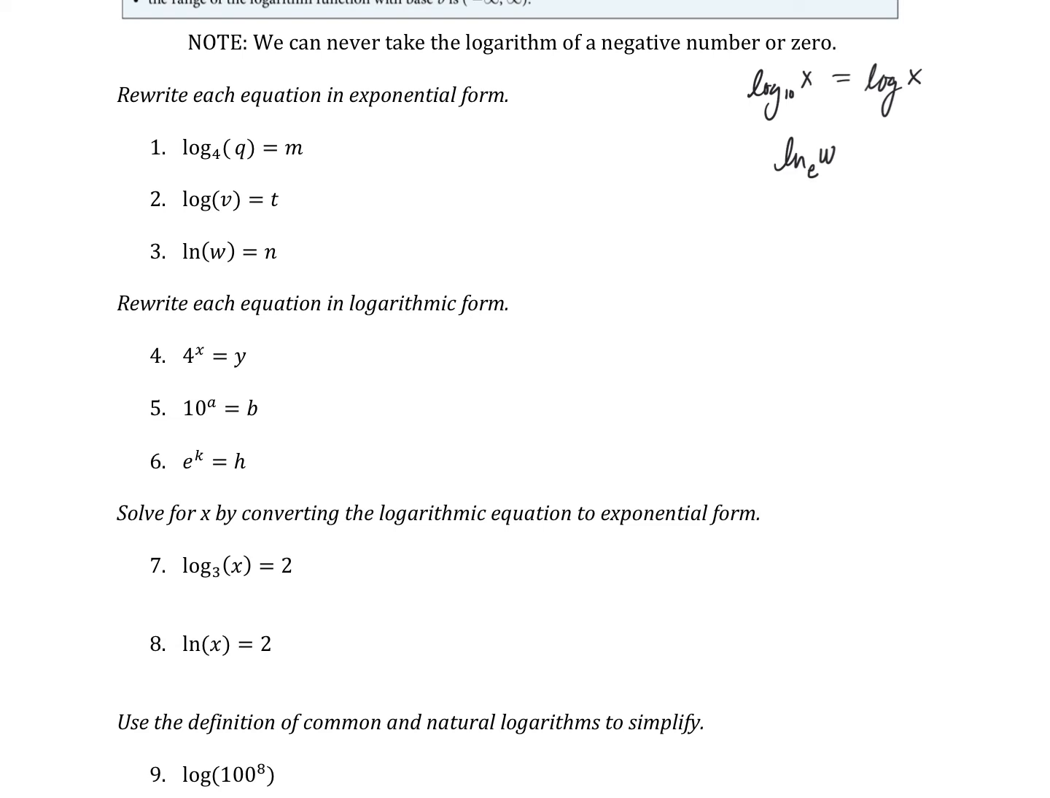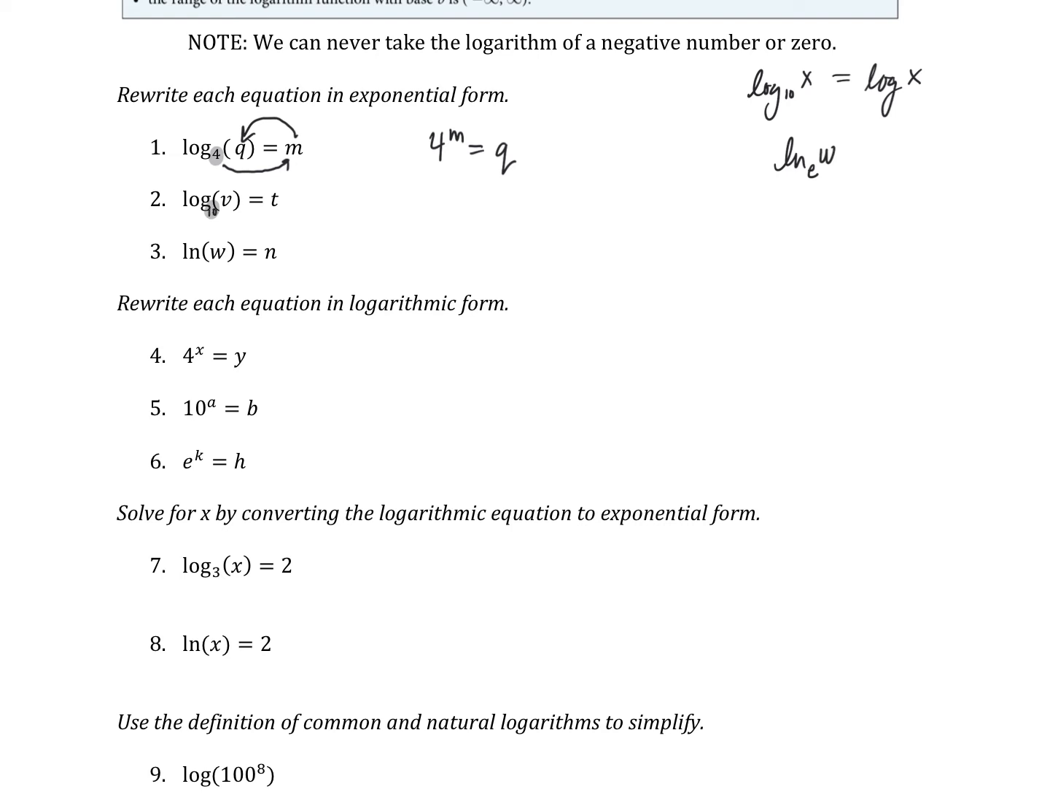Okay, so now we're going to use that information to rewrite. So first, identify the base. The base in number 1 is 4. So we're going to write 4, go across the equal sign. 4 raised to the m is equal to, go back across the equal sign, q. That is it. That's all you have to do. That's what they're asking for in this. Just rewrite it.